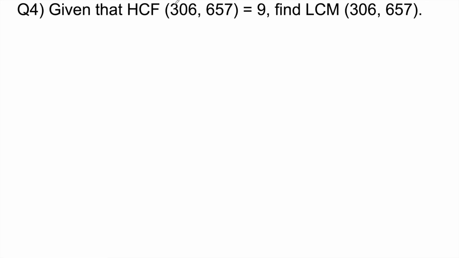Fourth question is given that HCF of 306 and 657 is 9, then find LCM of 306 and 657. So here we can use the formula HCF of A, B into LCM of A, B is equal to A into B. HCF is given here, it's 9.